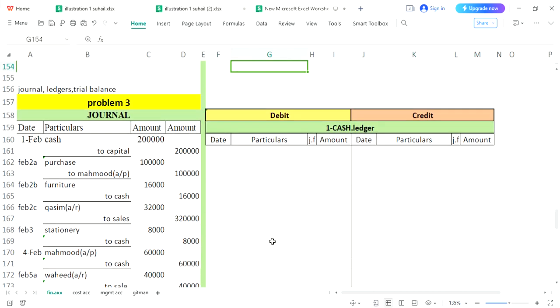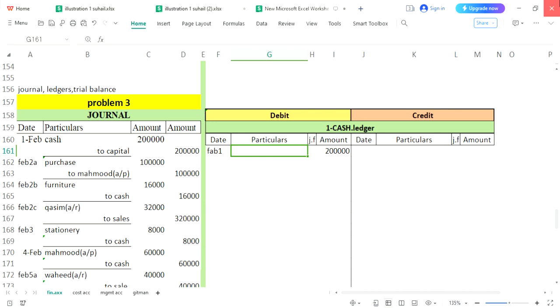Now be focused. This is your first amount, February 1st. Cash is debited by 2 lakh rupees. Now put the date February 1 and choose the debit side. This is what I was saying. If cash is present on debit side, you will put amount on debit side. How much amount is it? 2 lakh. So put 2 lakh on debit side.